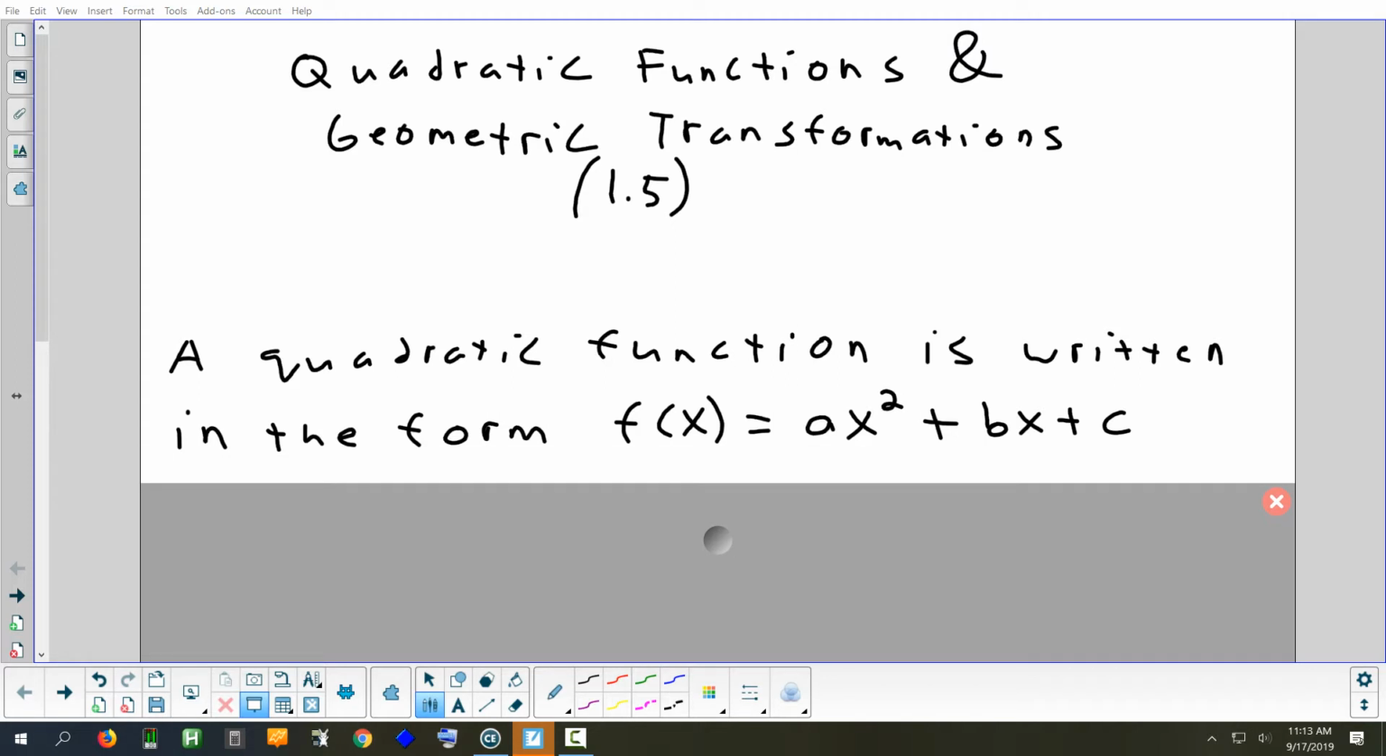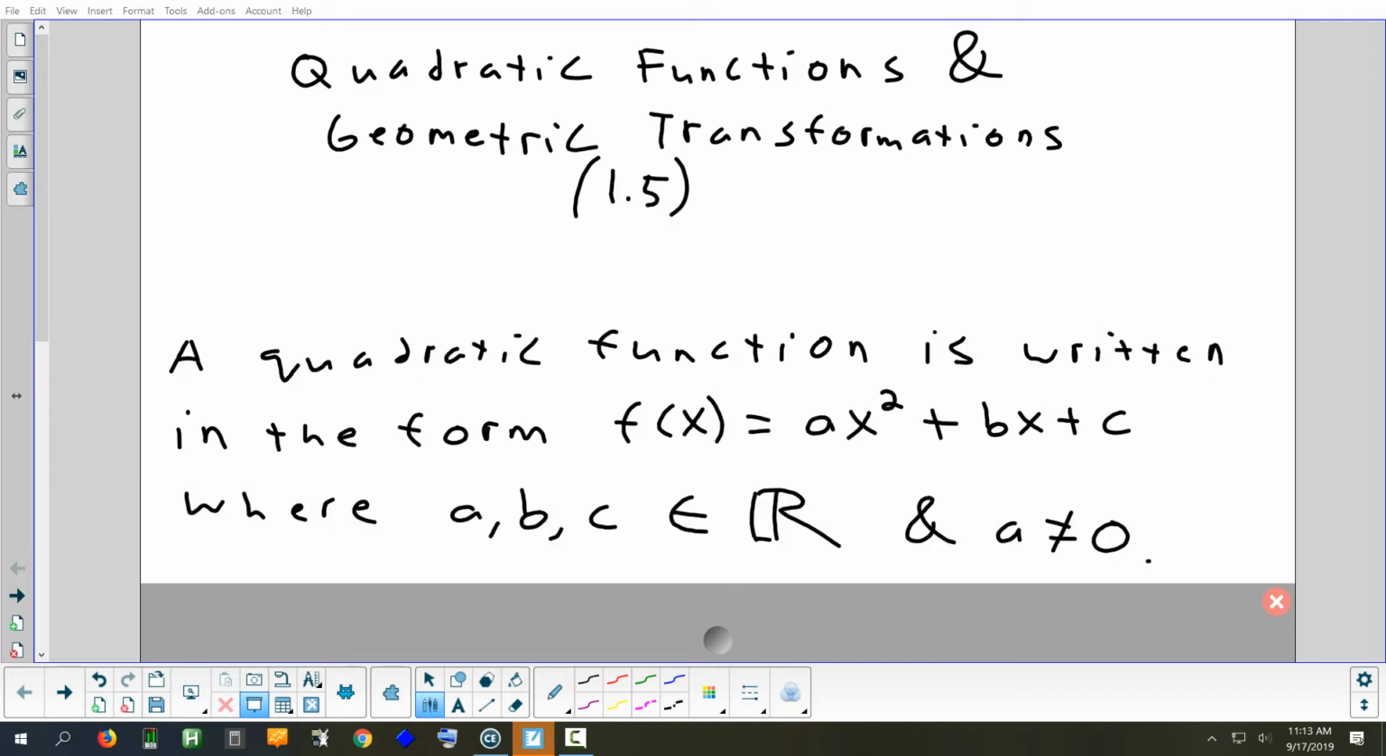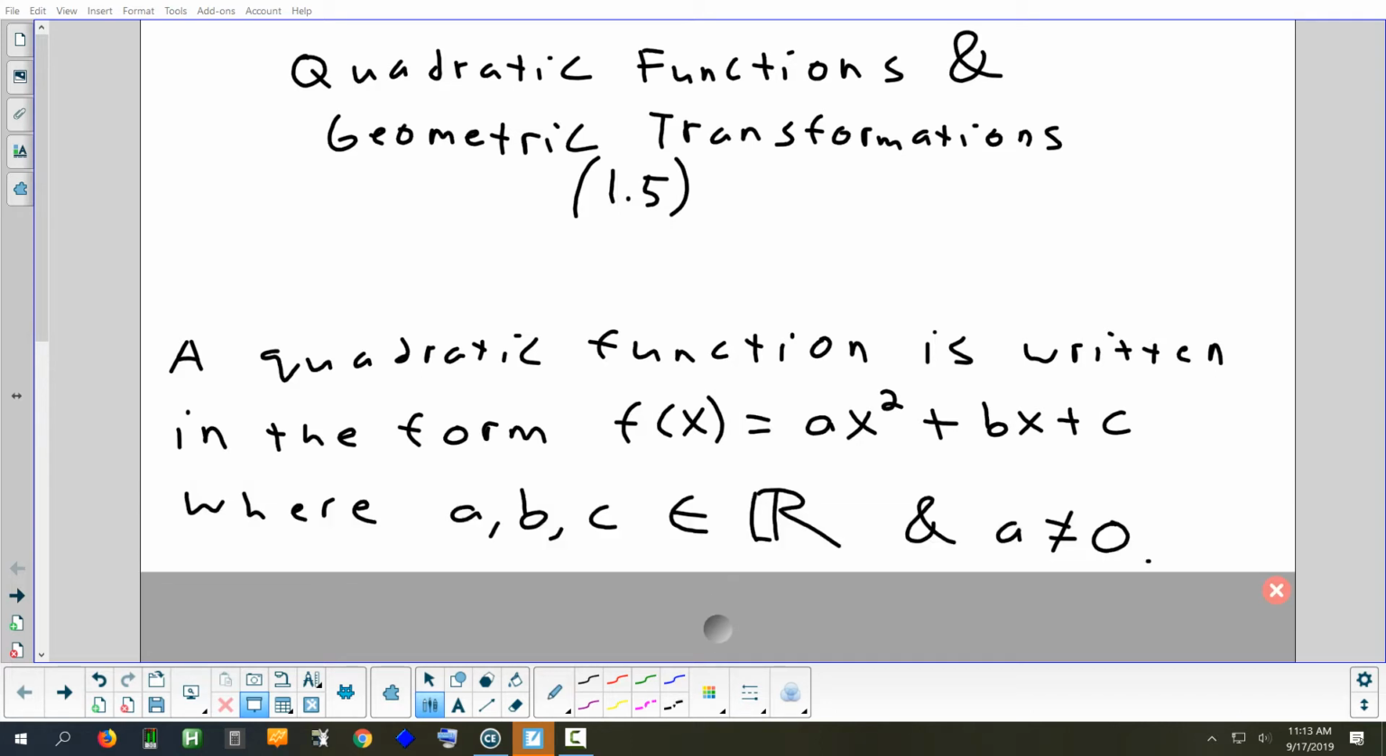So a quadratic function is written in the form ax squared plus bx plus c, where a, b, and c can be any real number you want, except a can't be 0. How come? What would happen if you made a 0? What would that do to your function if you made a 0?